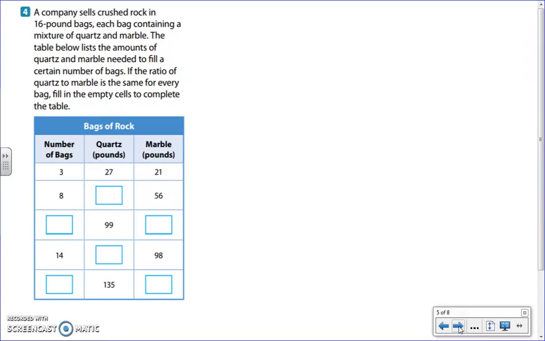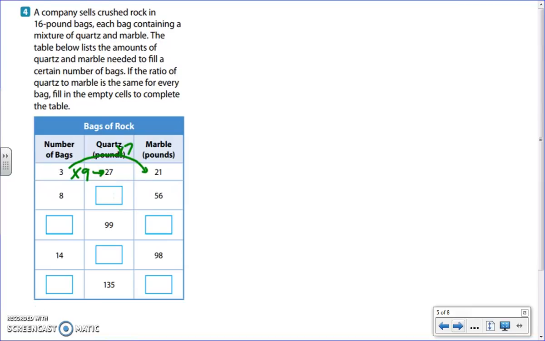The pattern that I notice, and rarely is it going to be an addition or subtraction pattern, is that if I'm looking at the number of bags, it looks to me like if I multiply 3 by 9, that will be 27. And if I multiply 3 by 7, that will equal 21. Let's see if that relationship holds true for the next few.